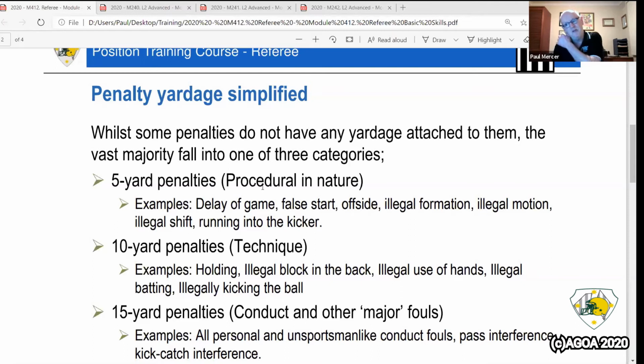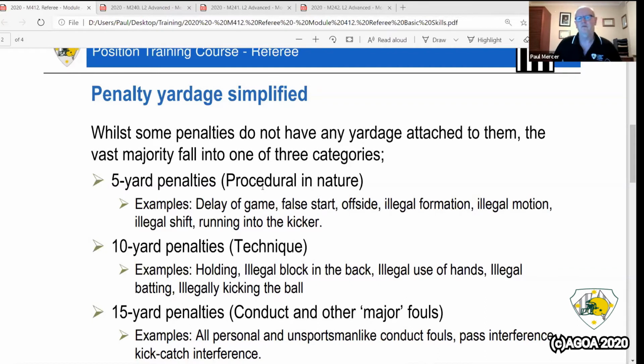And there's only 5 10s anyway. Holding, illegal use of hands, illegal block, illegal batting, and illegal kicking. So if you can remember those 5 10-yard penalties, then you've got everything else sussed. It's either 5 or 15, and you've got a better than even chance of figuring out which one it is, I would suggest.